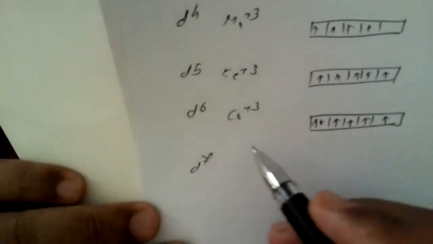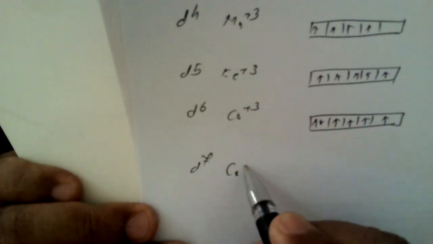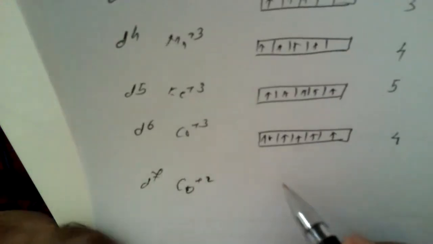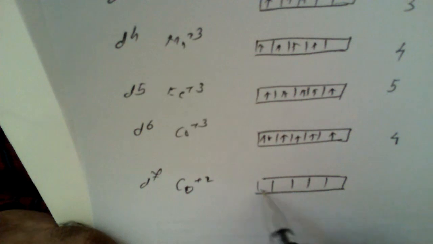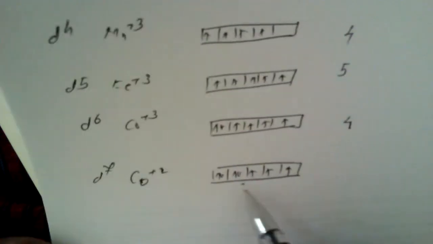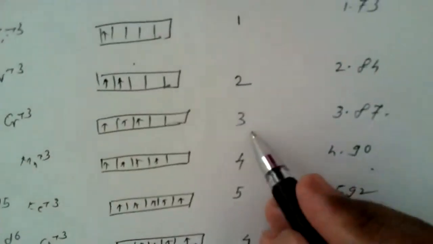D7 case, cobalt plus 2. Here cobalt plus 3 is given, here cobalt plus 2 is there. Here D7 means first two orbitals they occupy singly, so total number of unpaired electrons are 3. And for 3 unpaired electrons it is 3.87.